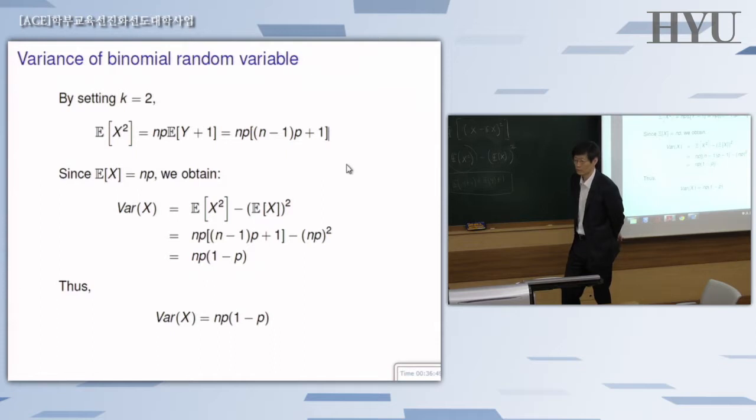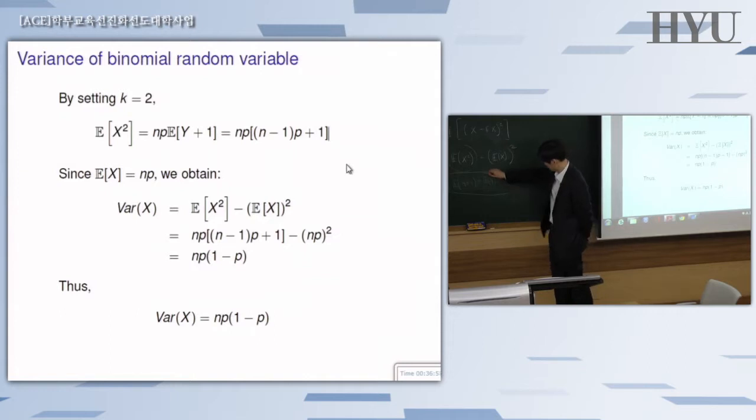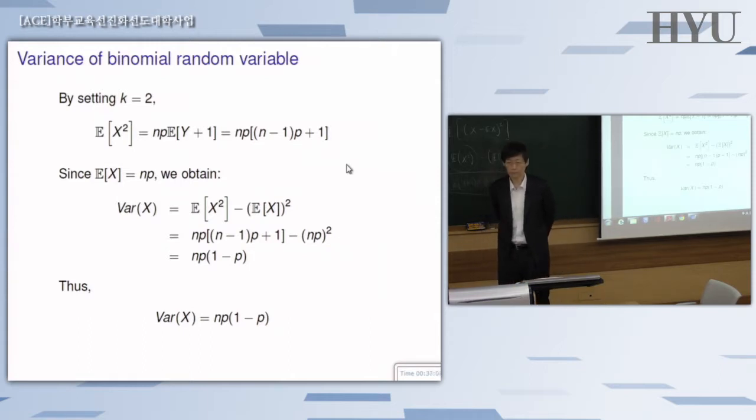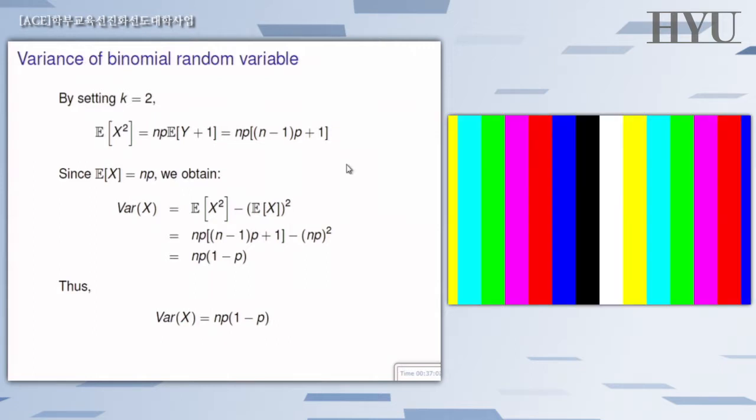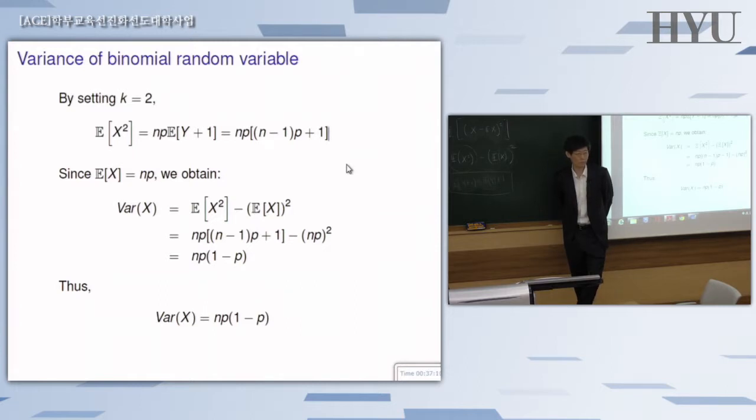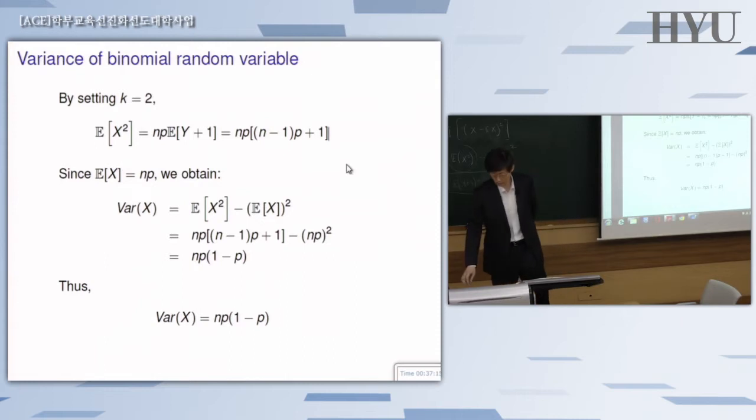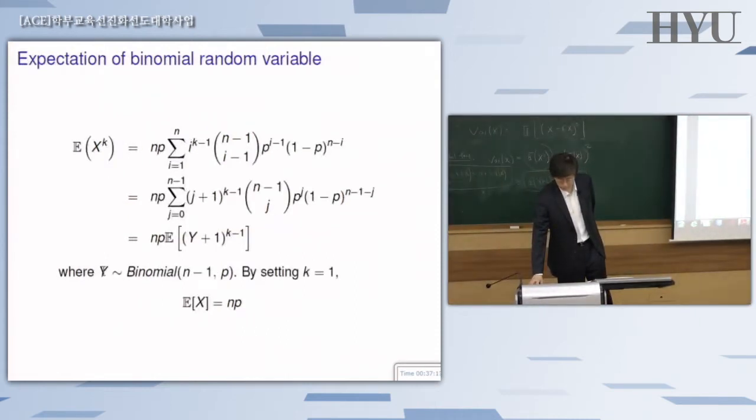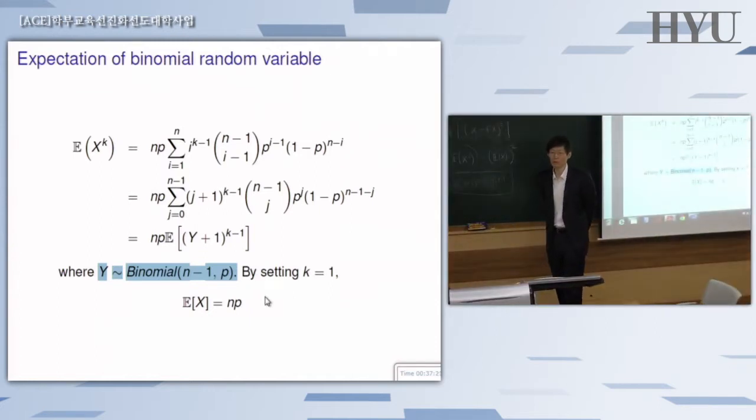But then what was E of Y? What's this? Anyone? Expectation of Y, when Y was this one. What's the expectation of Y?